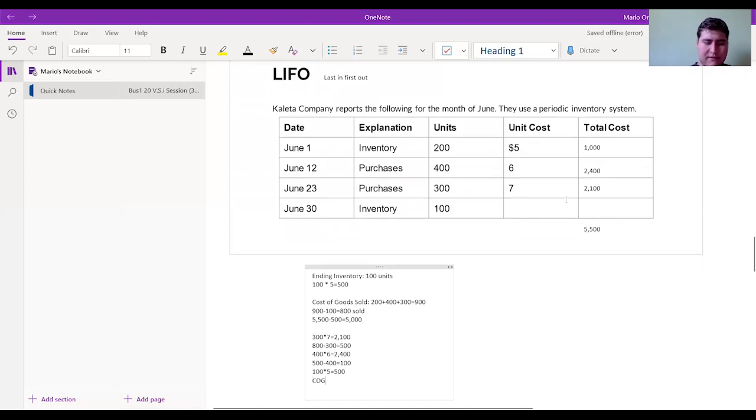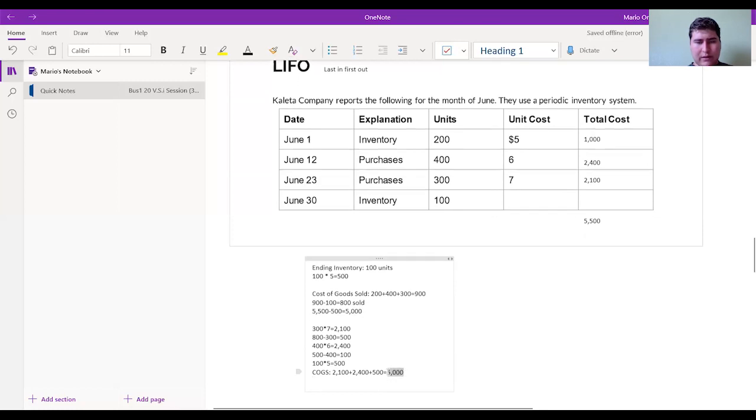So our total cost of goods sold would be 2,100 plus 2,400 plus 500. That'll give us 5,000. So now we have our cost of goods sold here, and our ending inventory right here. Adding those together will give us, again, the total cost that we have for this whole month.